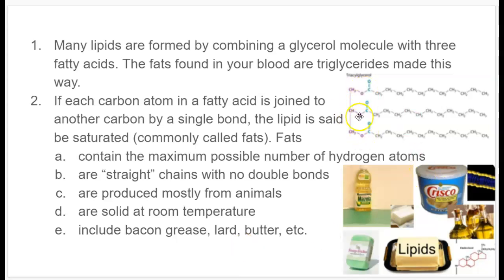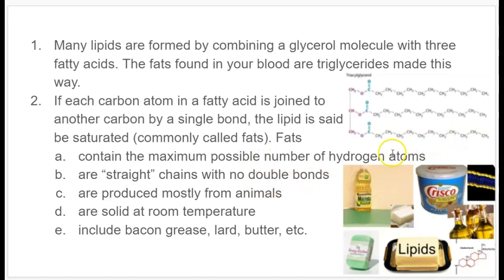So here is a triglyceride molecule, here's a fatty acid, fatty acid, fatty acid. Okay, so when you see a structure like this, that's a triglyceride. And so the carbon atom is joined to another carbon by a single bond. So that's what's referred to as saturated, meaning there's no double bonds. In those fatty acids, that's all single bonds. And so that's what we refer to as saturated. Okay? It means every single possible hydrogen that can be bonded to something is bonded to something. So fats are going to contain the maximum possible number of hydrogen atoms.